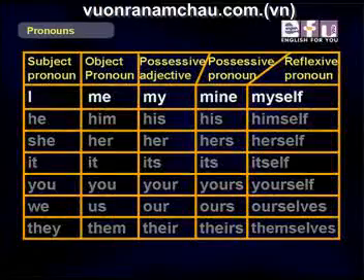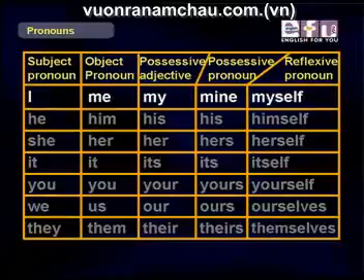A subject pronoun is doing the action. The object pronoun is receiving the action. Possessive adjective talks about ownership. Possessive pronoun also talks about ownership, but it's a noun. And reflexive pronoun talks about the subject, back to the subject.